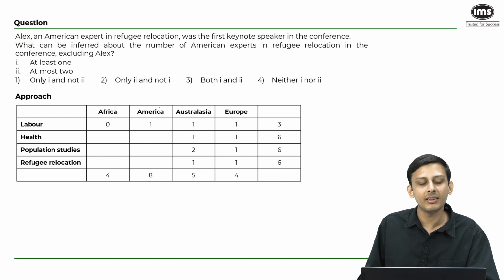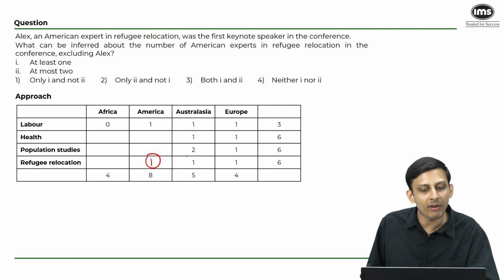In this question, it has been given that Alex, an American expert in refugee relocation, was the first keynote speaker in the conference. What can be inferred about the number of American experts in refugee relocation in the conference, excluding Alex? So here we know that Alex is an American expert in refugee relocation. Now we have to think, is it possible for Alex to be the only American expert in refugee relocation, or can there be other ones also? So let's try out the possibilities. If we make Alex the only one, then America will just have one expert in refugee relocation, which will be Alex.